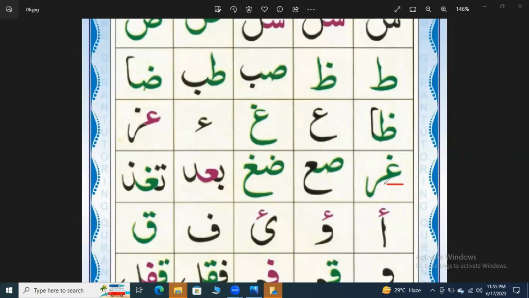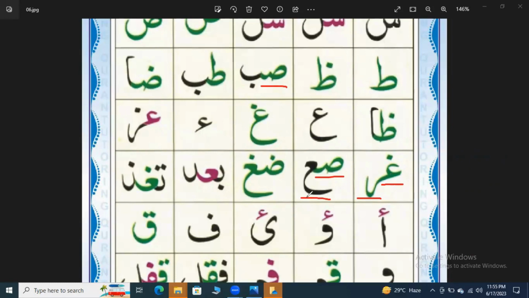Next one. This one is Ghain. Look, this dot is here on the top of this letter. It is not here. If it was here, then this would be Za. That is here, so it is Ghain. This one Ghain is taken and written here. And the next one is Ra. So together it is Ghain Ra. Next one is Sad. We have done it already here. And this one is Ain.